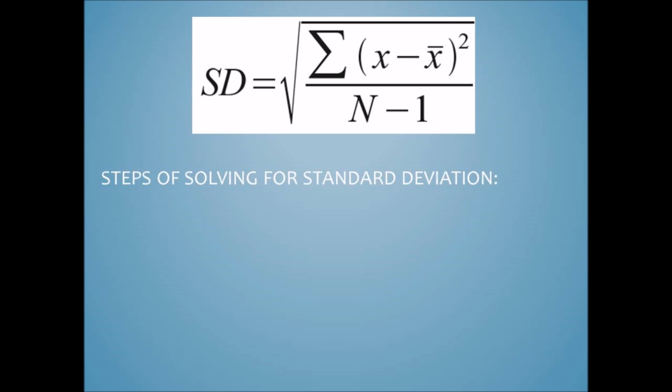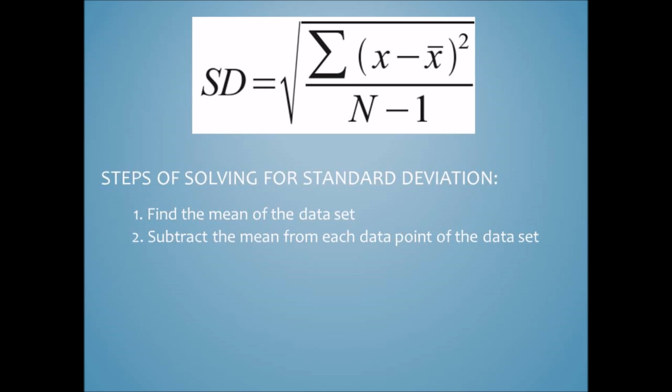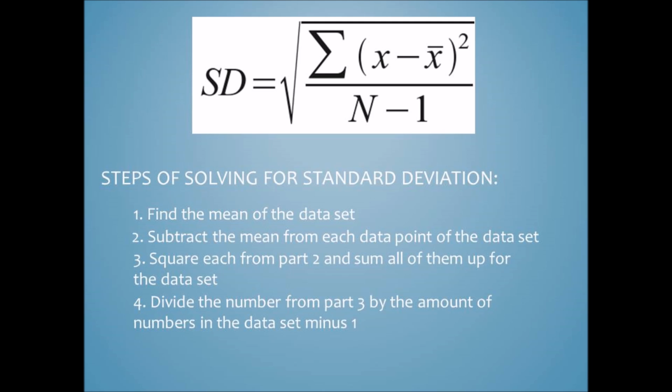The next step is to go through the ways of solving for standard deviation. The first step is to solve for the mean of the data set, which is basically taking all the numbers in the data set, adding them all together, and then dividing by the number of numbers in the data set. Then you take each of the points in the data set and subtract the mean from each one, and then you square it, and then you add all of these together, and then you divide by the number of points in your data set minus 1, and then take the square root.